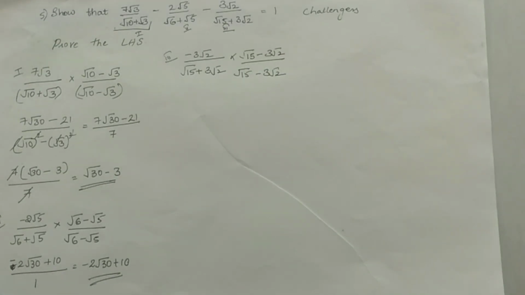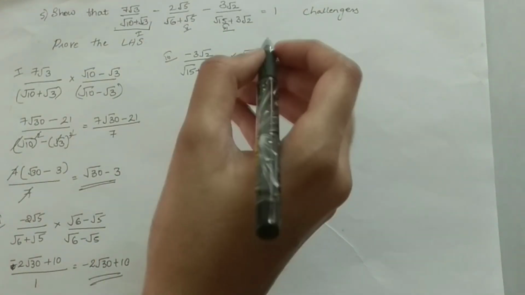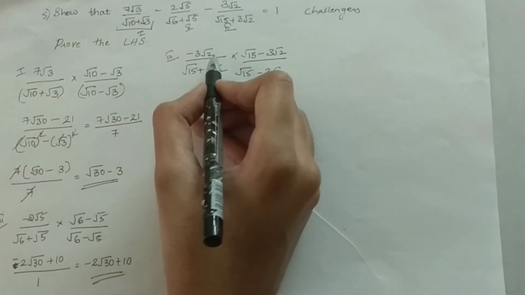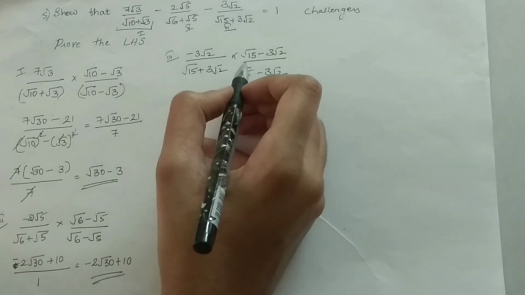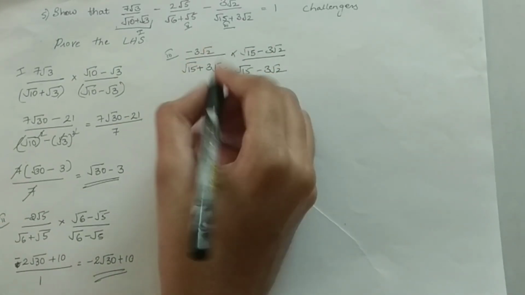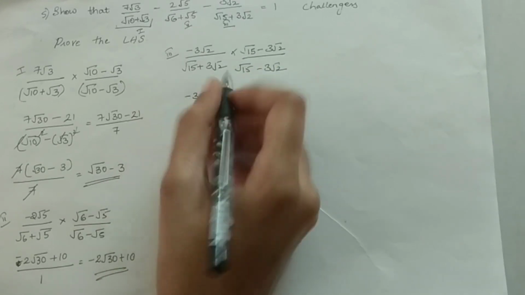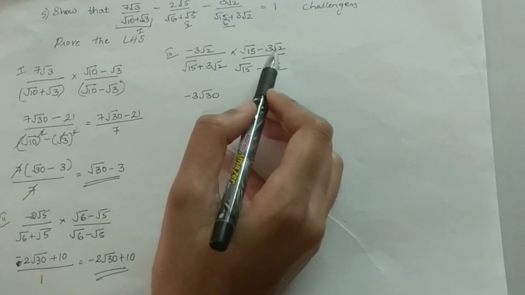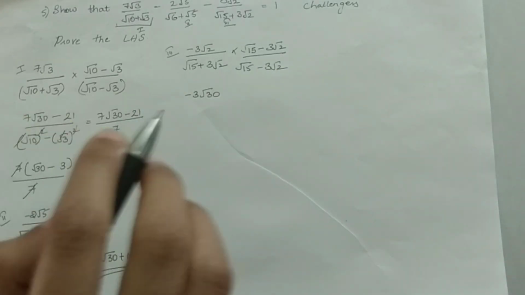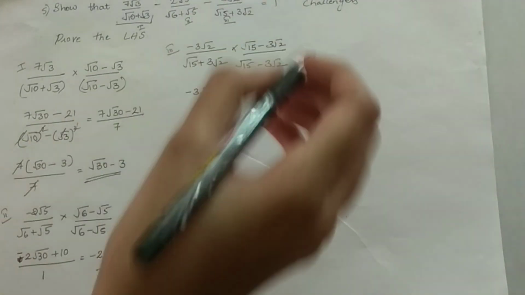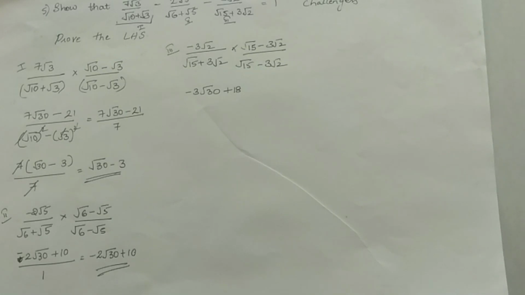Next, as you all know, we are going to simplify this. Minus 3 root 2 multiplied by root 15: how much is it going to be? Minus 3, and root 15 into root 2 is root 30. Minus 3 root 2 multiplied by minus 3 root 2 is just squaring, right? So what is the answer? Plus 18. If you want that part also, I will do it here. Later I'll show it.